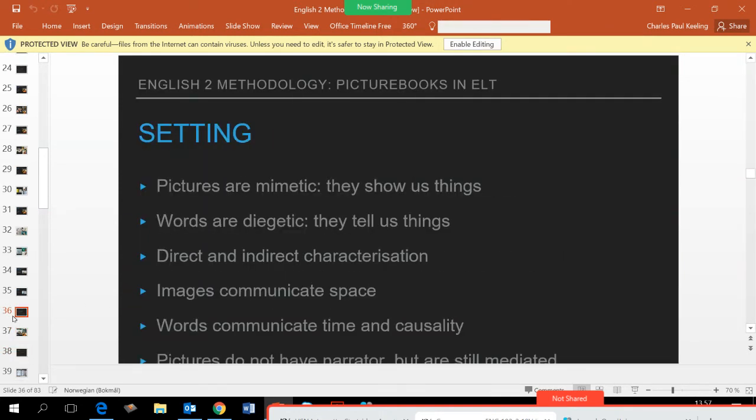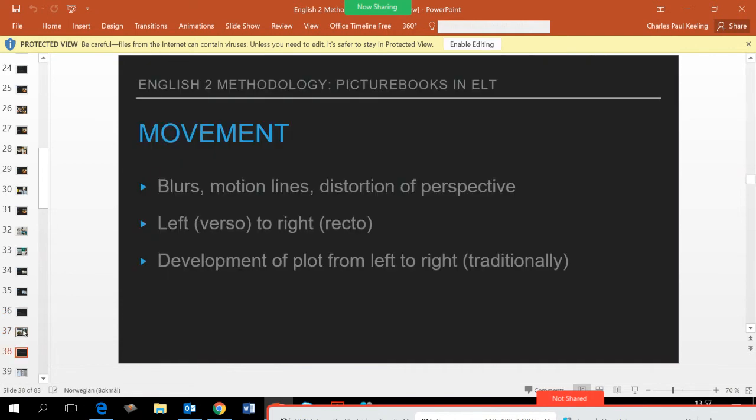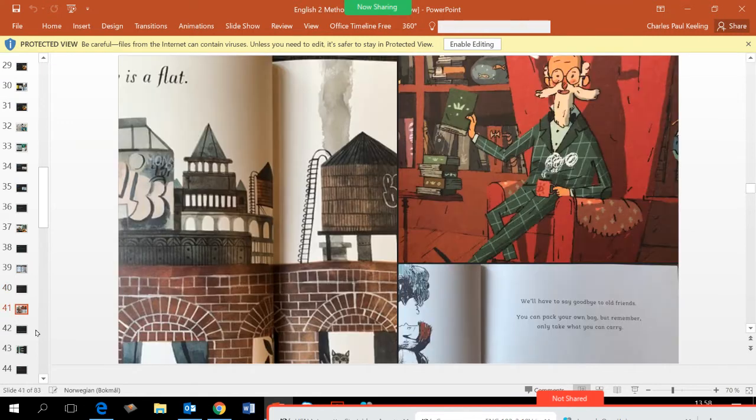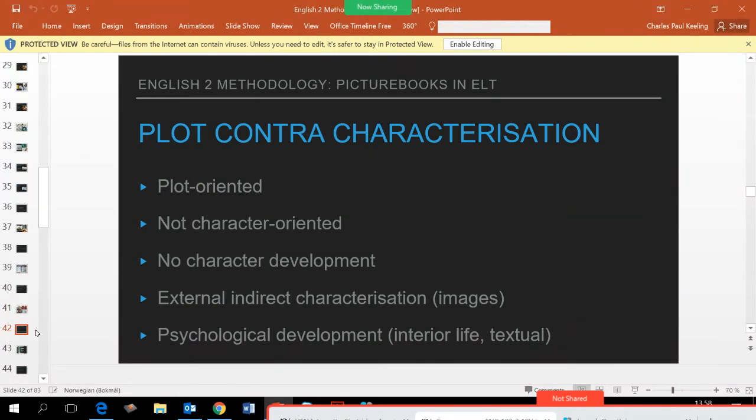We looked at movement on the page, and this idea of not only perspective from who tells the story, the narrative voice, to the point of view in the story as well, which might give us this sort of duality and multimodality. We looked at this tight plotting and plot orientation in picture books. We've already discussed it in narrative techniques there as well.